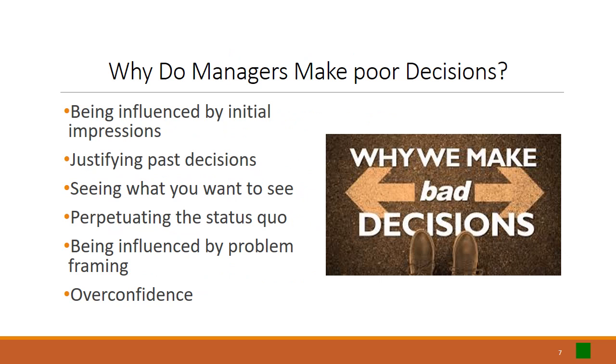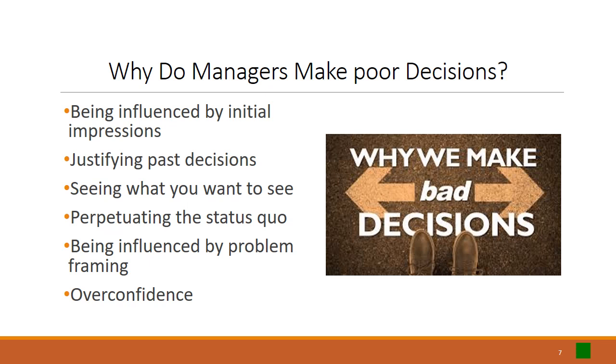Why do managers make bad decisions if all of these things have been taken into consideration? Some of the things we need to be aware of are the biases that we can have. The first one is being influenced by initial impressions. Our first exposure or impression of a situation, whether it's a statistic, a sentence, or an idea, acts as an anchor to our subsequent thoughts. These anchors, past events, trends, or a comment by colleagues, can be quite powerful.